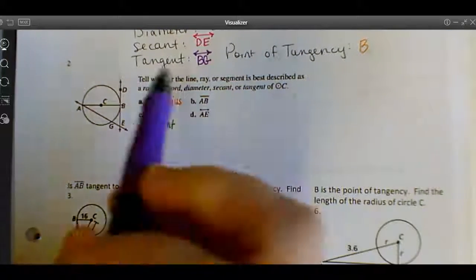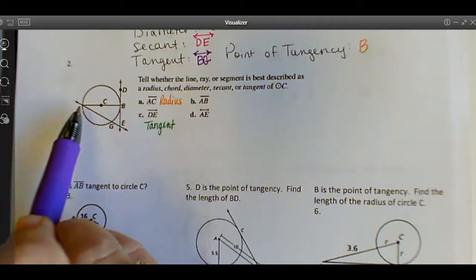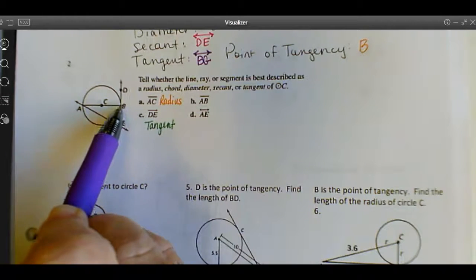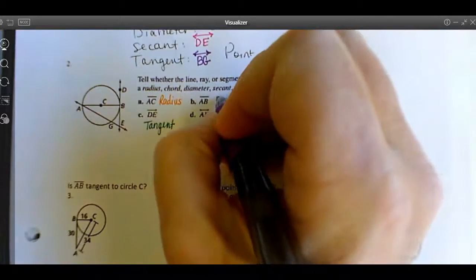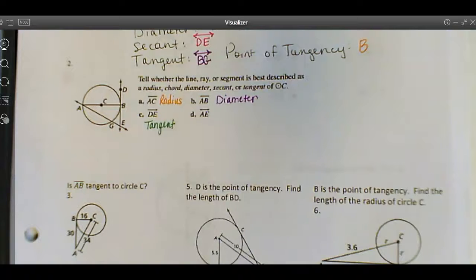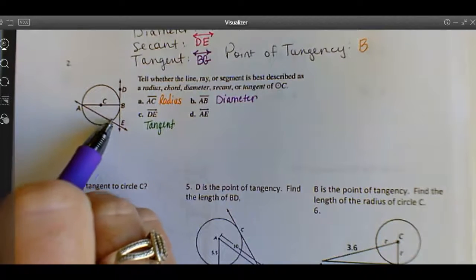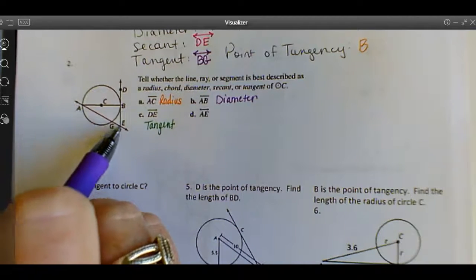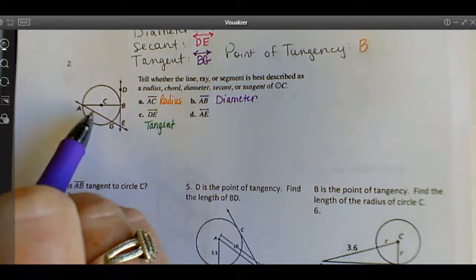Okay, next it says AB. Notice AB goes from the end point to the end point and also through the center. That's the diameter. As long as it goes through the center and the end points of the circle, that's correct. Okay, the last one says, and it's kind of tricky the way they wrote it, but it says AE. And AE is pretty much the same as AG. They just wrote it really weird.